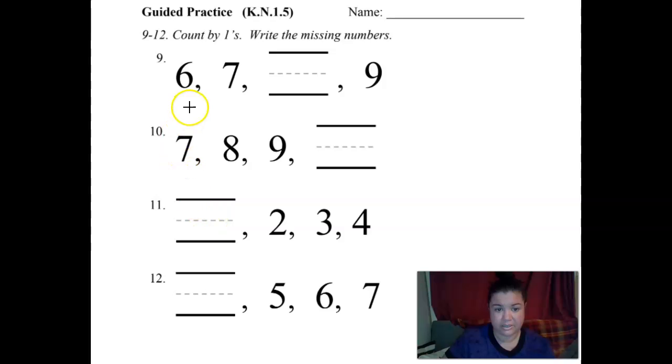All right, let's check our answers. 6, 7, 8, 9. 7, 8, 9, 10. Blank, 2, 3, 4: 1, 2, 3, 4. Blank, 5, 6, 7: 4, 5, 6, 7. Did you write down 8, 10, 1, and 4?